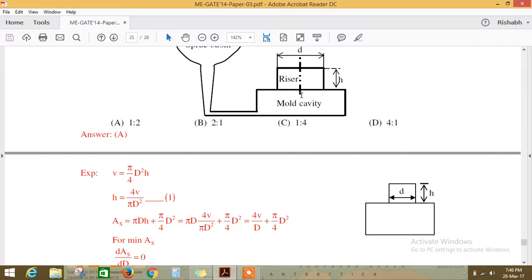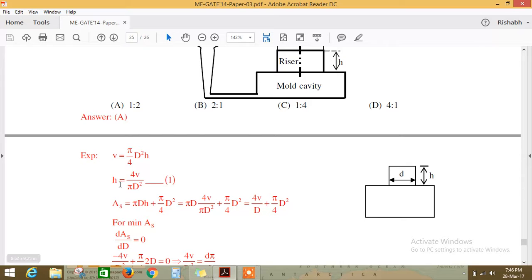Surface area means from where the heat transfer can take place, so it is pi D H as well as pi by 4 D square, the top. From these two the heat can be lost. So these are the two surface areas, so you have to find the surface area as pi D H plus pi by 4 D square, and you can substitute H in terms of V here.